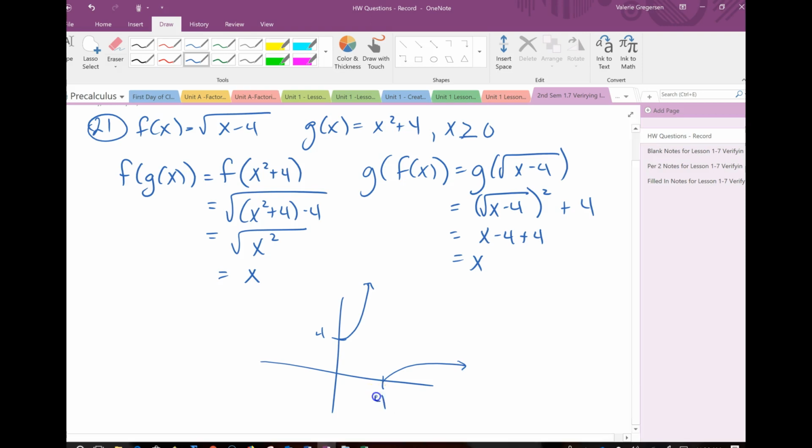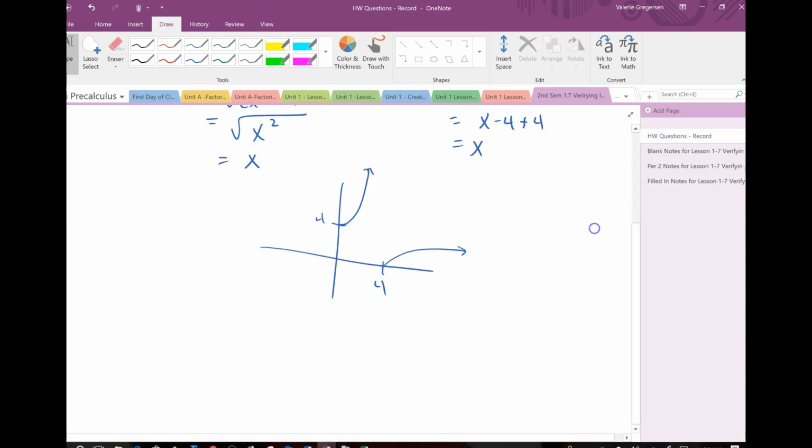All right, should we try at least one more? Will that be good? Guys, which one do you want to do? Cubic or, let's do 23 because that's a cubic. Are you guys good with doing a cubic real quick? All right, so let's do a cubic. Let's do 23.